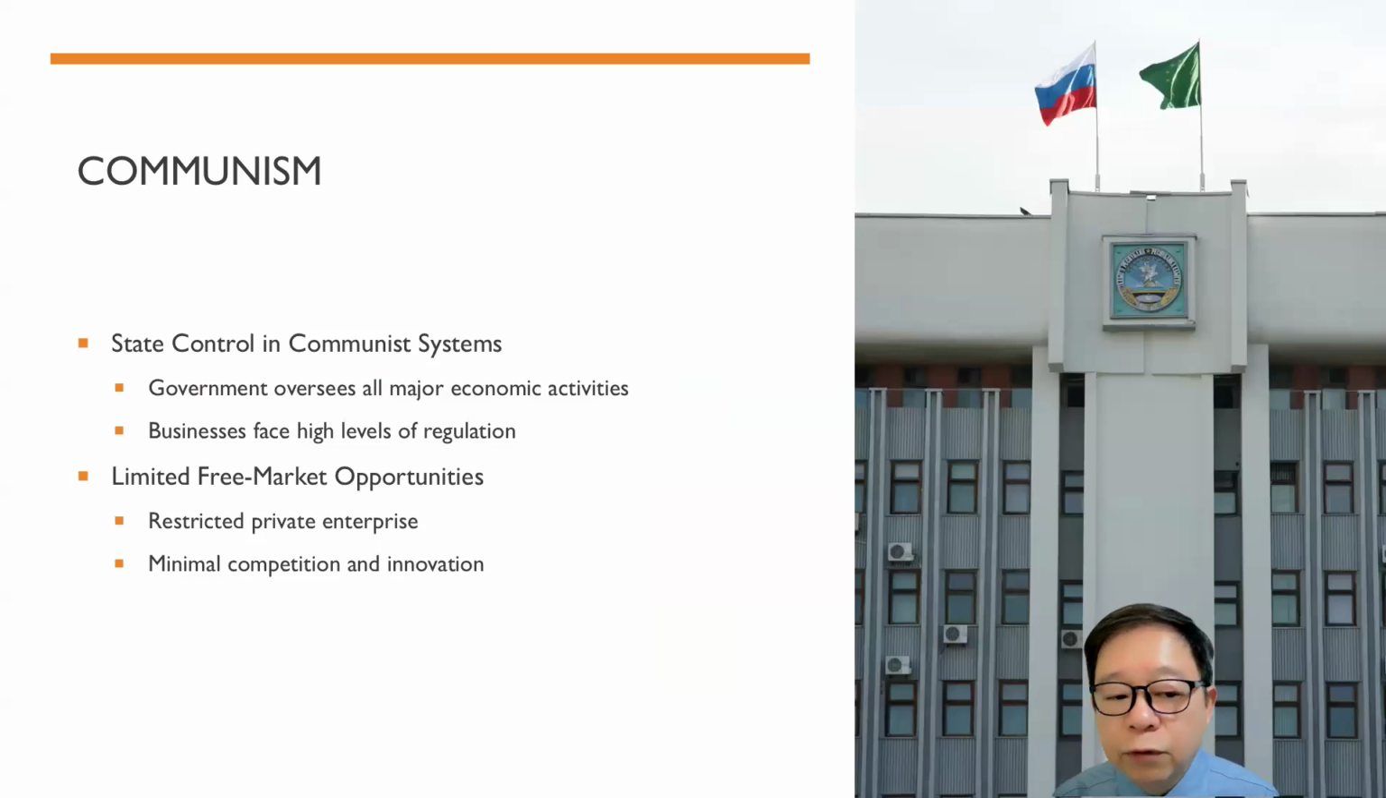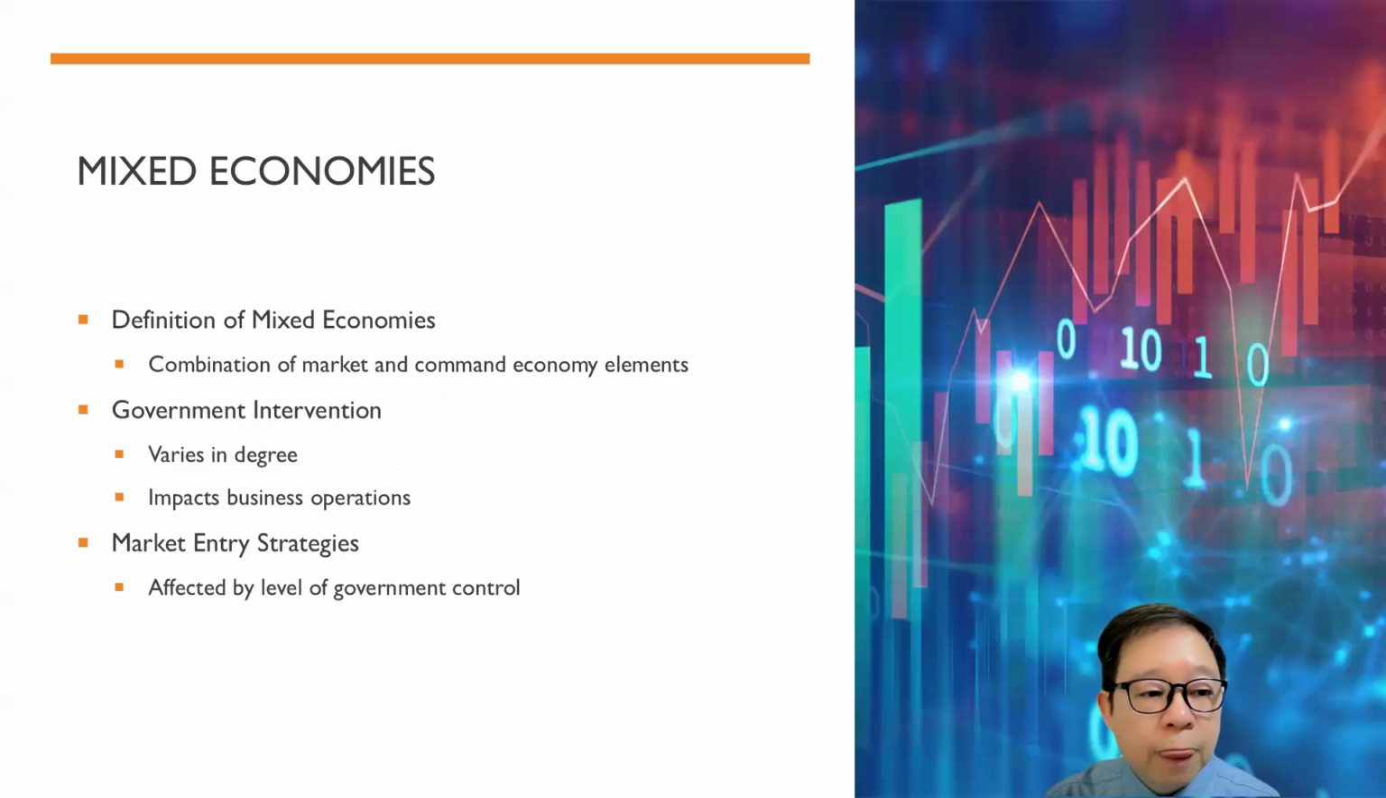So we see that China has improved a lot, and there's a lot of argument about which system is better, right? Yeah, but overall, the government is the major decision maker. So they oversee all major economic activities, and business faces a high level of regulation. Yes, traditionally there's limited free market opportunity, restricted private enterprise, and minimal competition, right? But we see that a country like China is slowly opening up, and more markets are being opened. Okay, so a very interesting development.